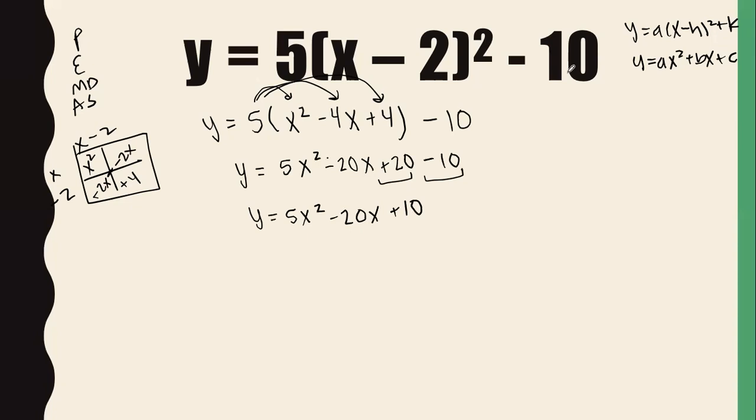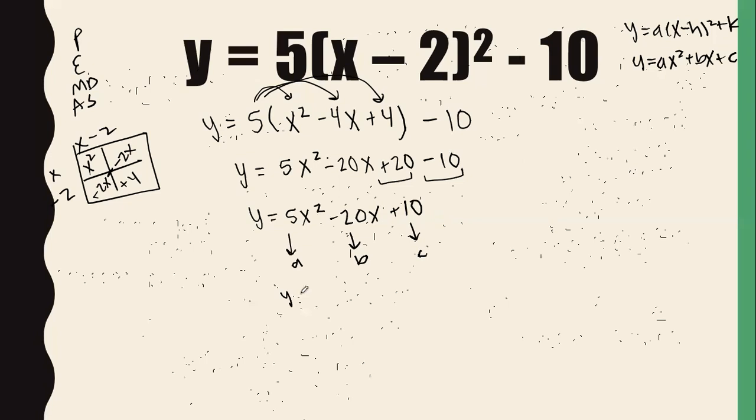I have just went from vertex form to standard form. 5 is my A, negative 20 is my B, 10 is my C. So there's the standard form equation.